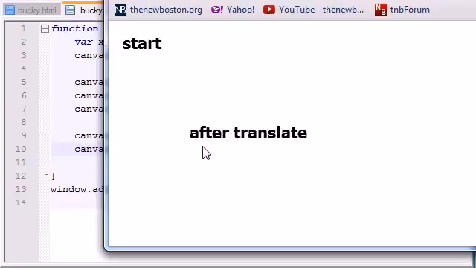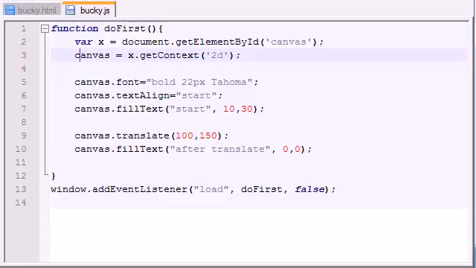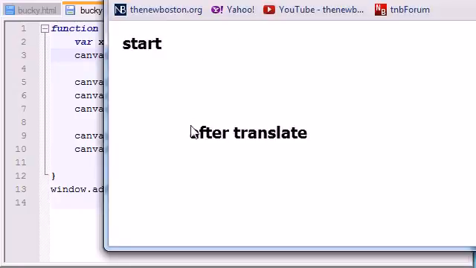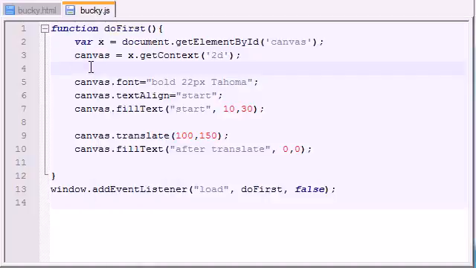So check it out. The canvas is like right around here. I know you guys can't see the border of it, but basically we took the entire canvas and moved it over 100 and down 150, and that's this point right here. So that is how you translate or move a canvas.